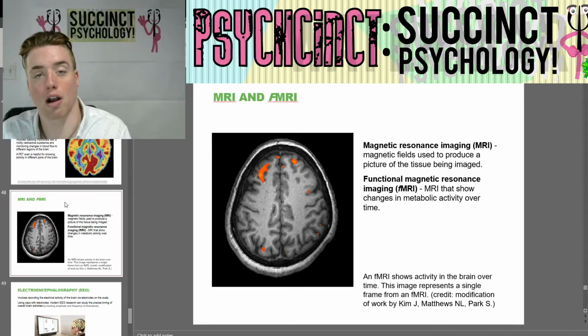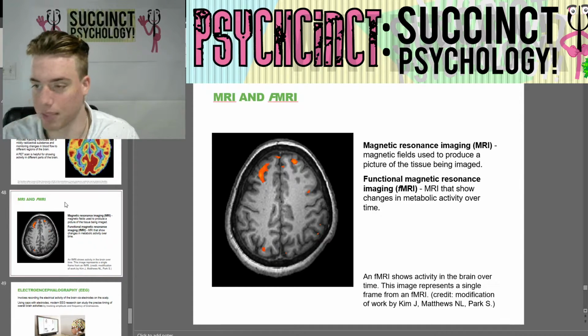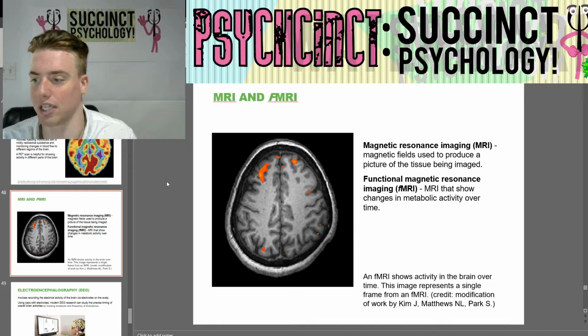Next, we have MRI and an fMRI. So an MRI is magnetic resonance imaging. Magnetic fields are used to produce a picture of the tissue being imaged. And a functional magnetic resonance imaging, or fMRI, is an MRI that shows changes in metabolic activity over time. So MRI is just a straight picture of the image, while an fMRI is showing activity over time. So it's not just one image.